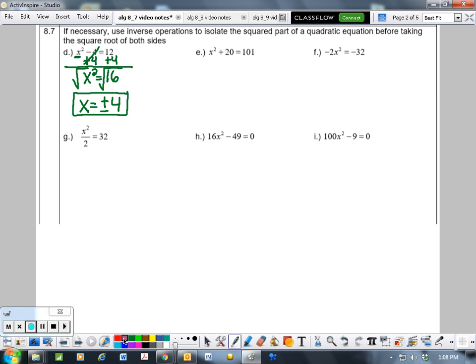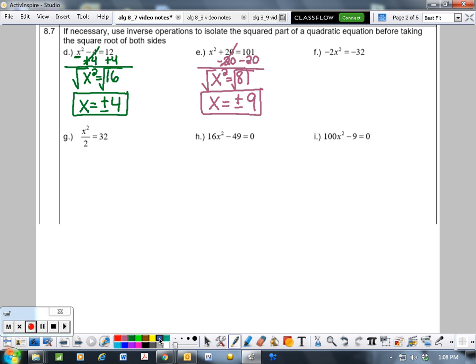So on our next problem, do the same sort of thing. X squared plus 20 equals 101. So I move the 20 by subtracting on both sides. So this turns into 0. I get x squared equals 81. Now we square root both sides. So I get x equals positive and negative, and the square root of 81 is 9. So there's our answer.